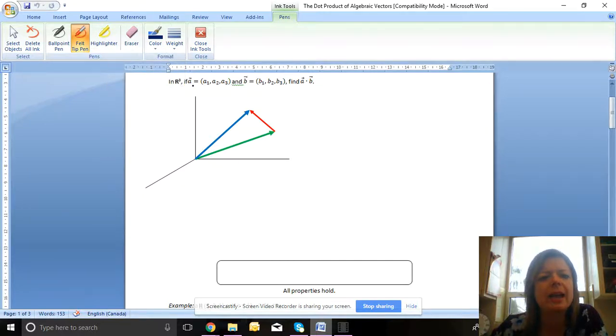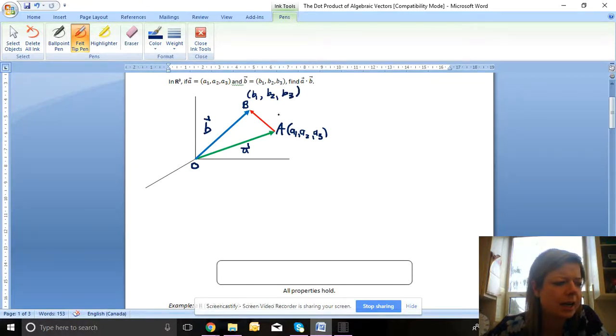Okay, so if A is equal to A1, A2, A3, sorry. We're going to call this green vector, vector little a, and it goes from the origin to point A, which is going to be A1, A2, A3. So that's the X, Y, and Z values. And then this vector here is B, and it goes to point B, which we are going to denote as B1, B2, B3. Then just note that the red vector is vector AB.